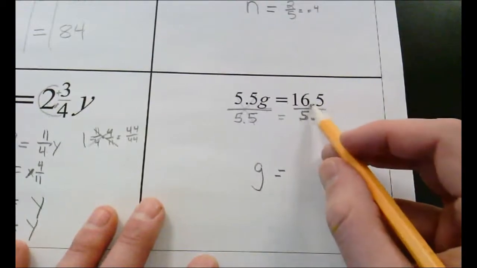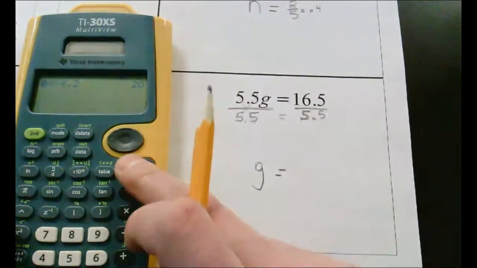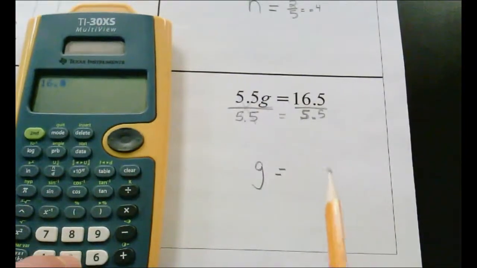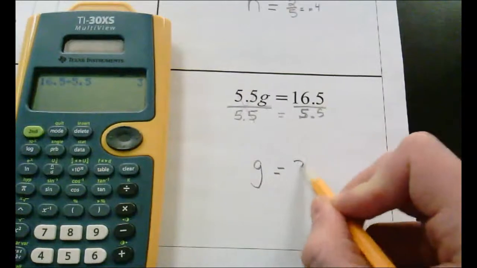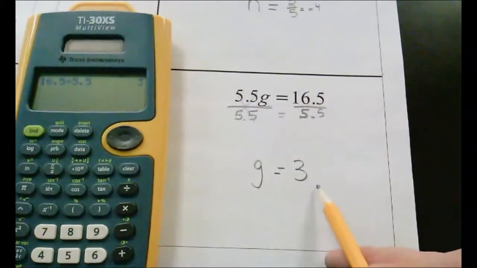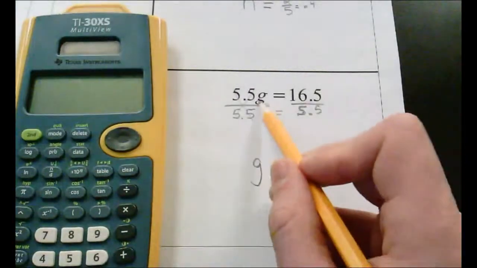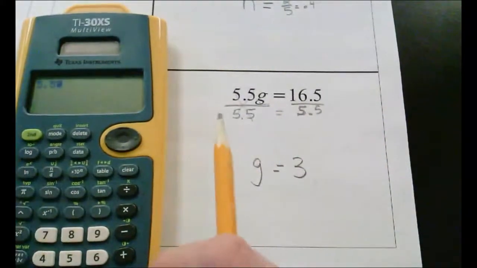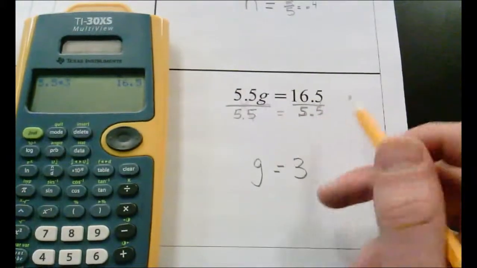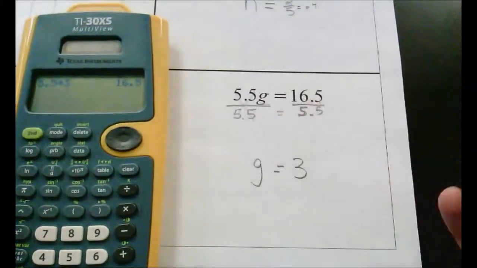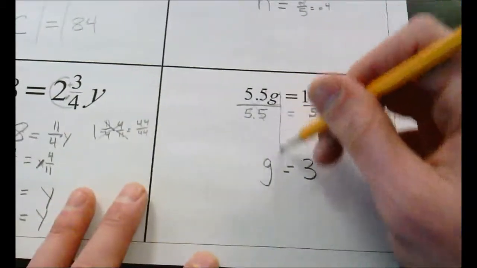And now 16.5 divided by 5.5. Just use your calculator. 16.5 divided by 5.5, and we get 3. So g equals 3. Now if I wanted to prove this, I simply type in my calculator 5 and 5/10 times 3, you get 16.5. So right now, back and forth, you should be able to prove your answers, but really it's all about maintaining that equality.